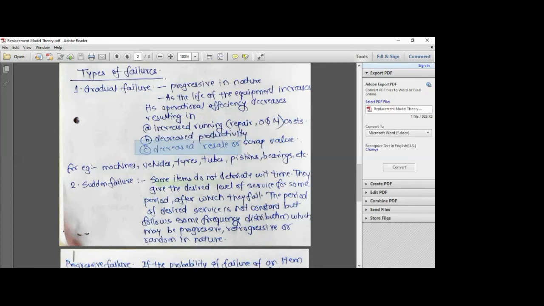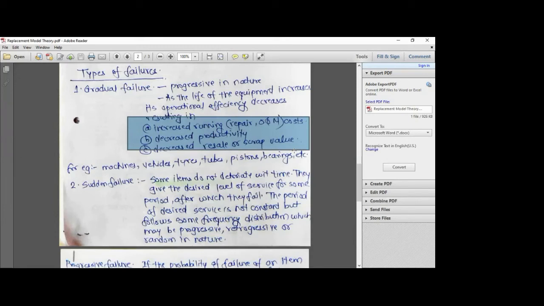Higher is the time period, lower will be the resale or the scrap value of that equipment. So that is also going to happen. So it is very evident that when we talk about the operational efficiency, it is a collective term, and that collective term consists of these three very important points. Decreased operational efficiency means an increase in the running cost of that particular equipment.